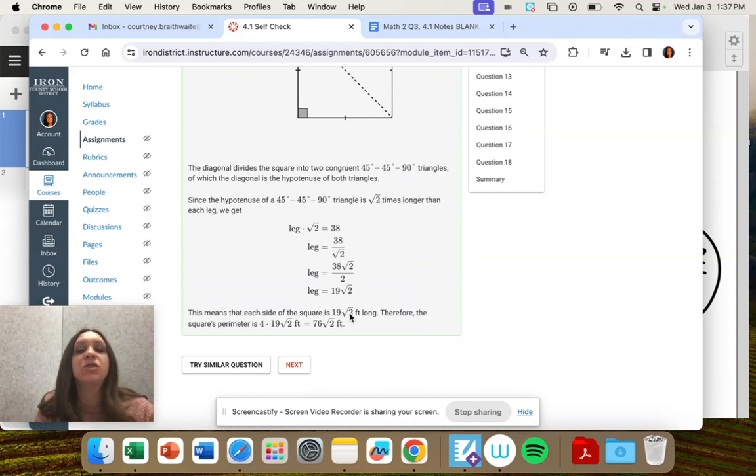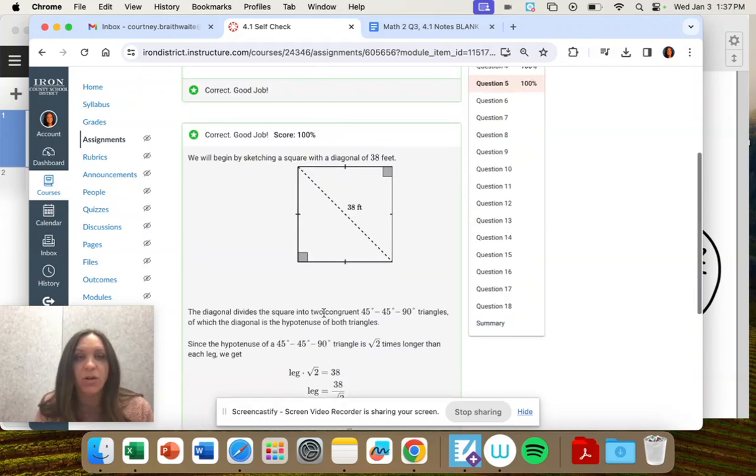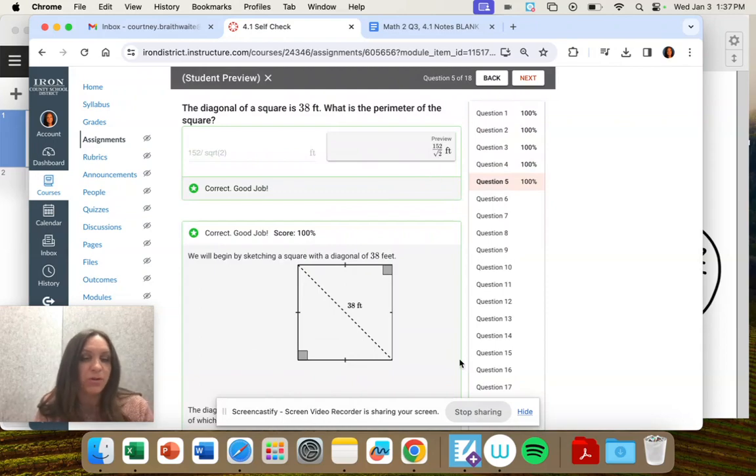If you look at the solution, it gets rid of the square root in the denominator. You can definitely do that. That's called rationalizing the denominator, or you can leave it with the square root. Doesn't matter.